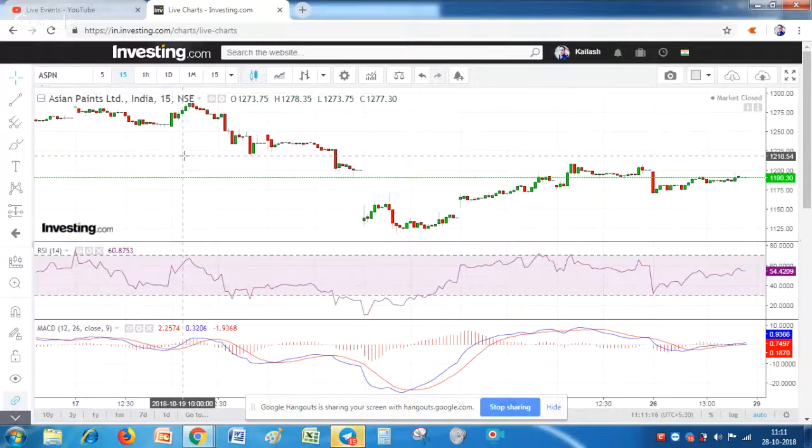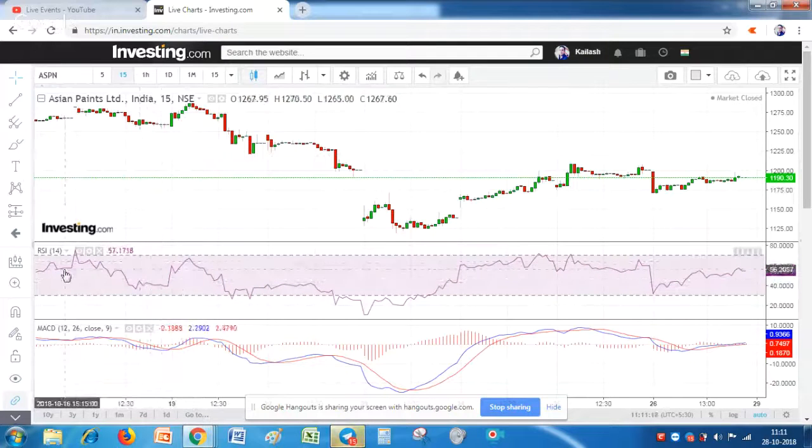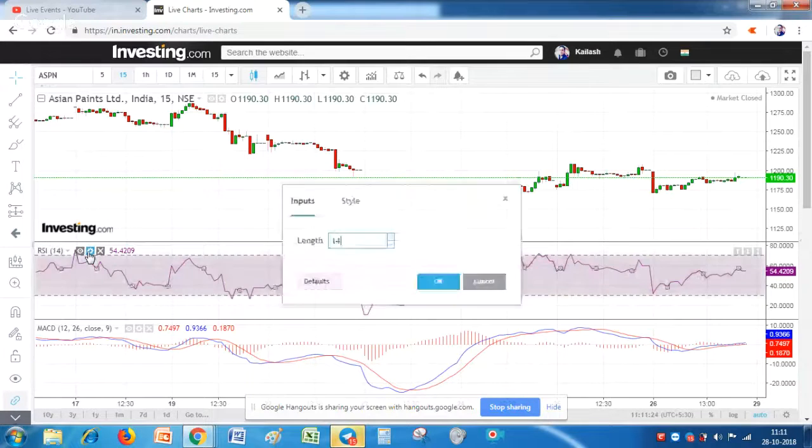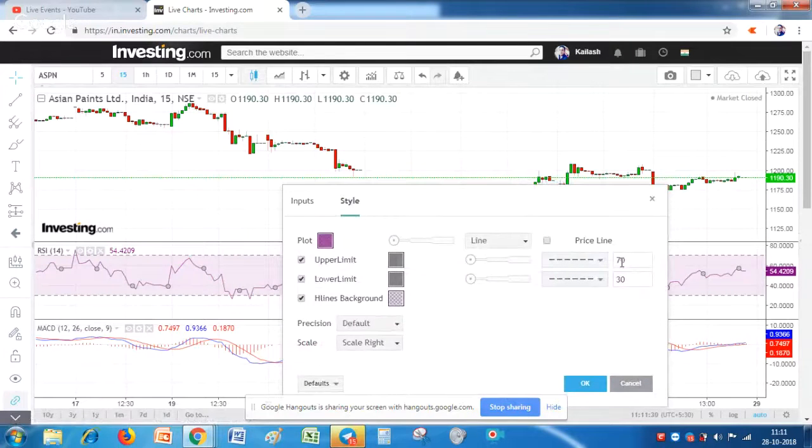Okay, so you could see here there is an upper part. This is RSI 14. I am using the default settings. Let me show you what the settings are here. So it's RSI 14, and you could see its oversold value is 30 and overbought value is 70. Okay, means a 70-30 combination, right?